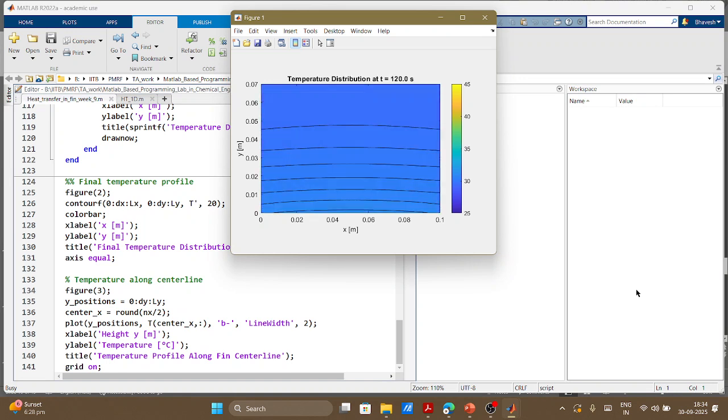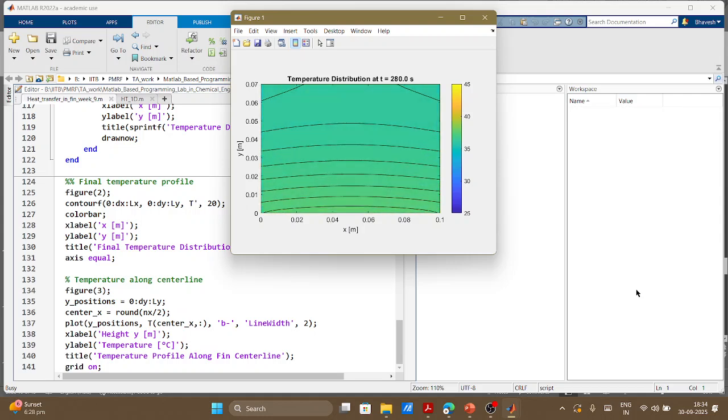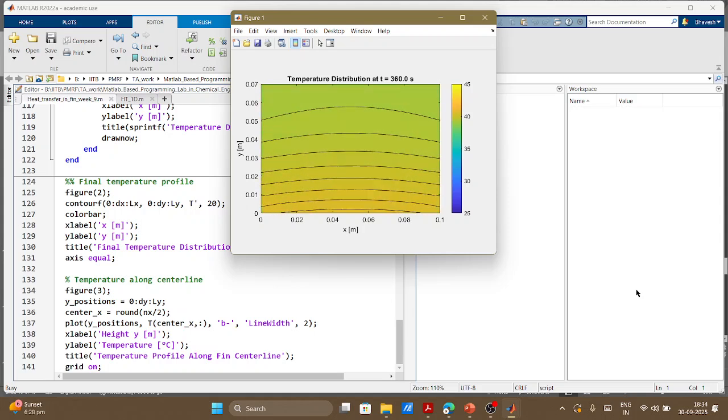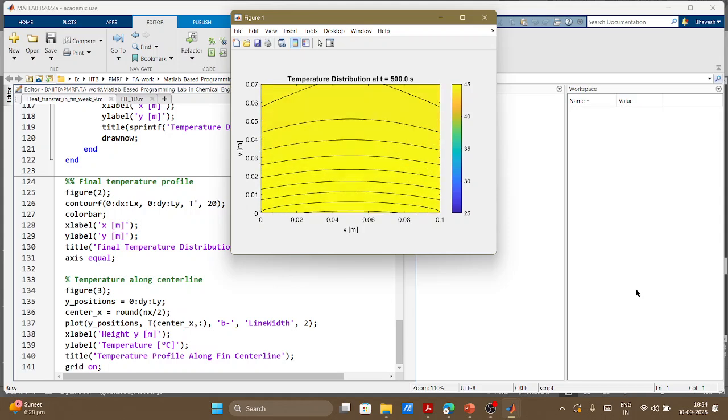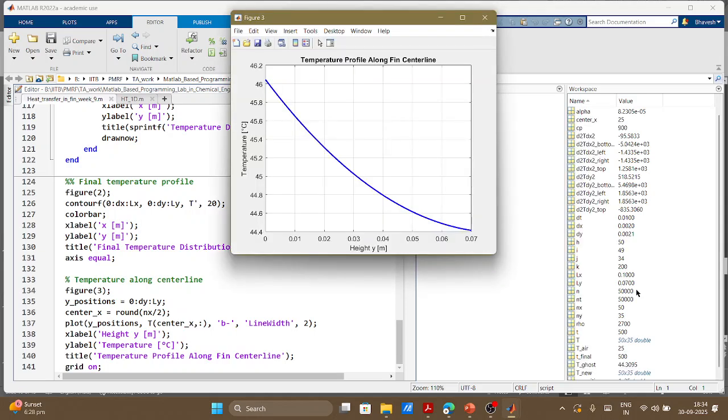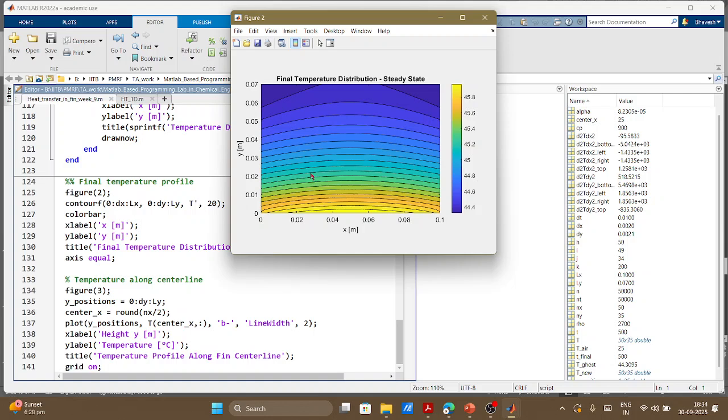So this problem we already have done in the last class, and I think I have shared the code with you, so you should be able to reproduce it anyway, right? And this is how your profile looked at the end, near steady state, where heat generation was at the center and the heat dissipation was at the boundary or the edges of your fin, okay?